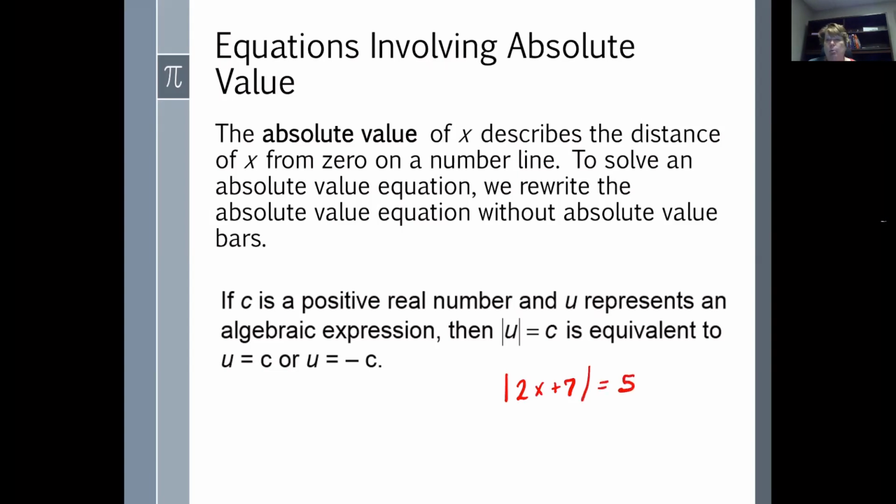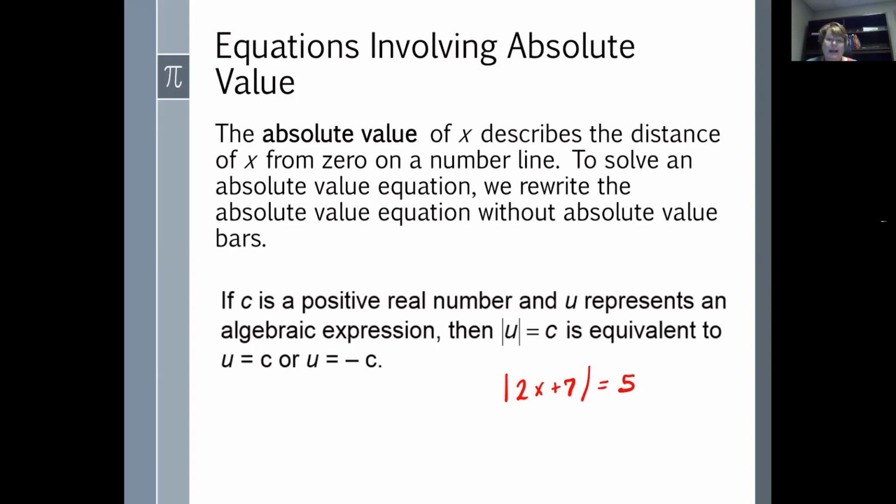what value can I put inside the absolute value bars and get the number 5? Well, I can take the absolute value of 5 and get 5, but I can also take the absolute value of -5 and get 5. So the stuff inside the absolute value bars could be +5. It could also be -5.